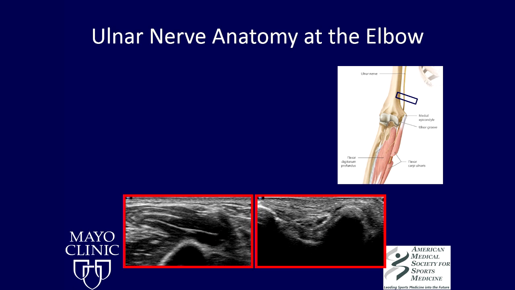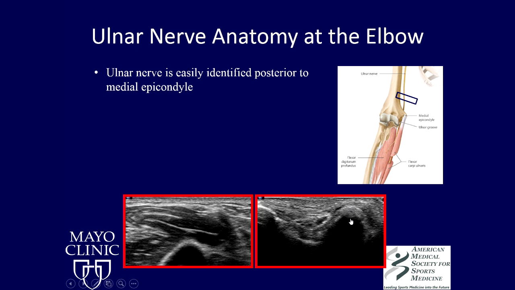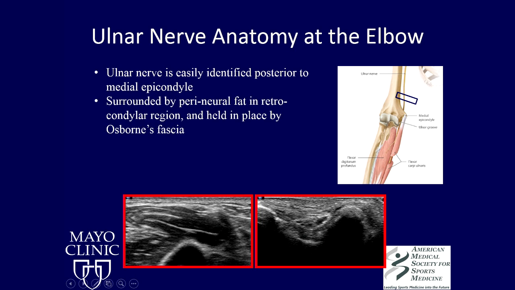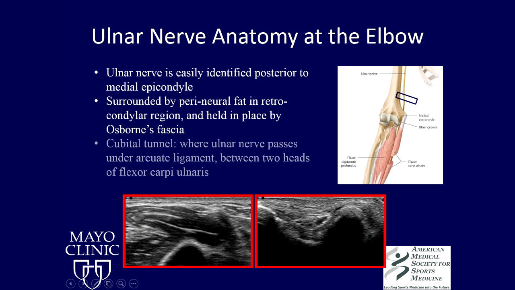Finally, we'll talk about ulnar nerve instability, and we'll start off with normal ulnar nerve anatomy. The ulnar nerve can be easily identified posterior to the medial epicondyle. So in this picture, here is the medial epicondyle, here is the olecranon process, and here is the ulnar nerve in that region. It's surrounded by perineural fat in the retrocondylar region, and it's held in place by Osborn's fascia.